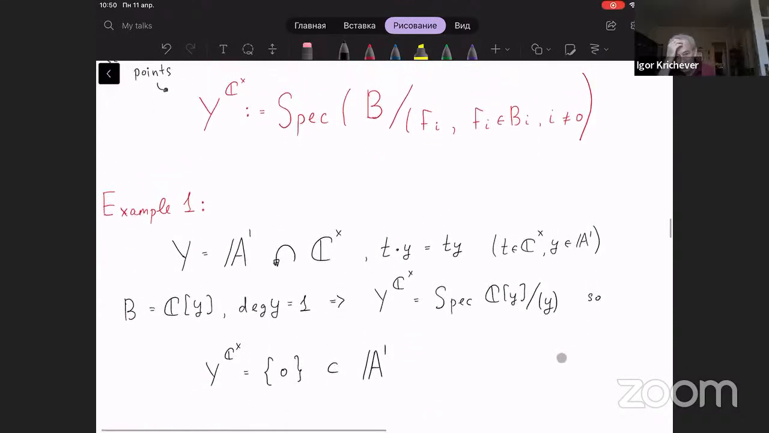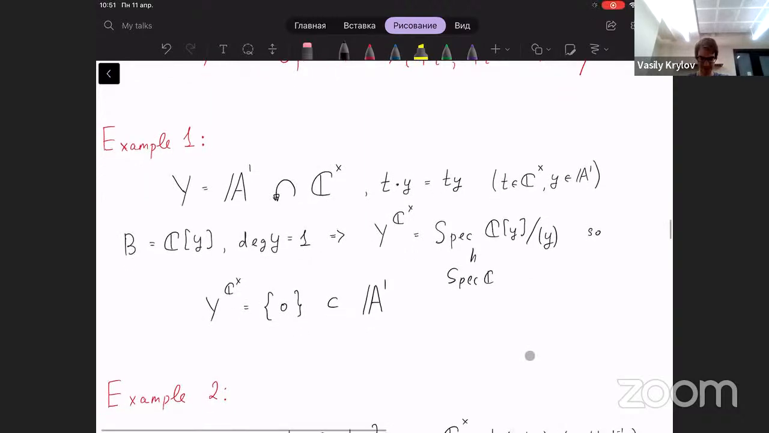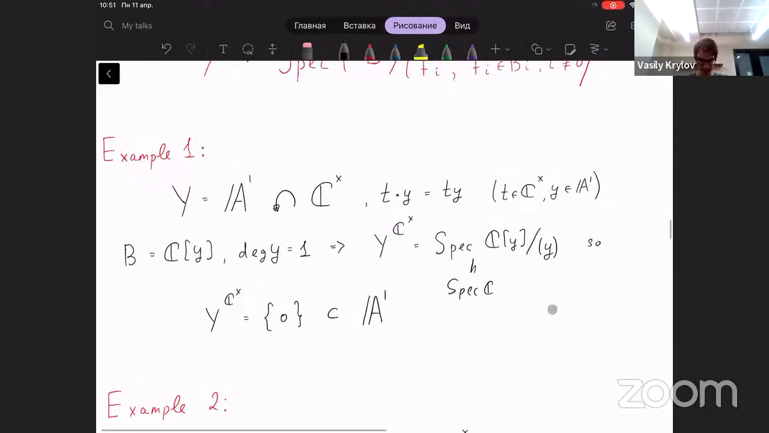So this Y C times will be just the spectrum of C of y modulo the ideal generated by y. So this is just the spectrum of C. So this is just the point 0, the fixed point with respect to our action inside A1, with no interesting scheme structure, just 1 point. This is example number 1. Any questions about this example? Let me show the definition.